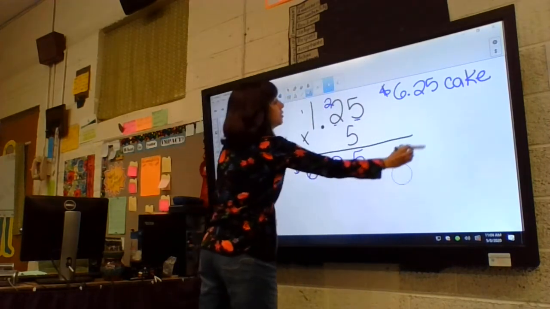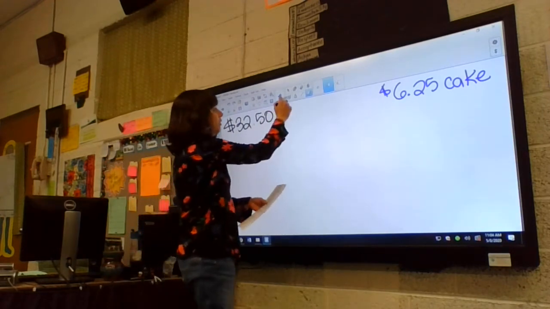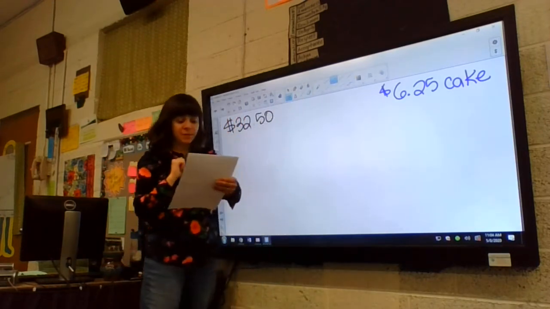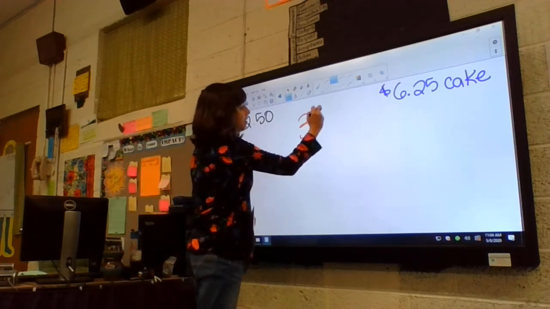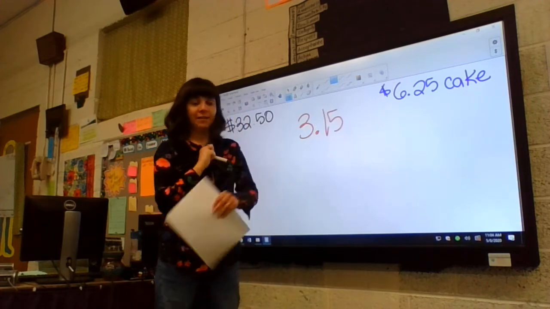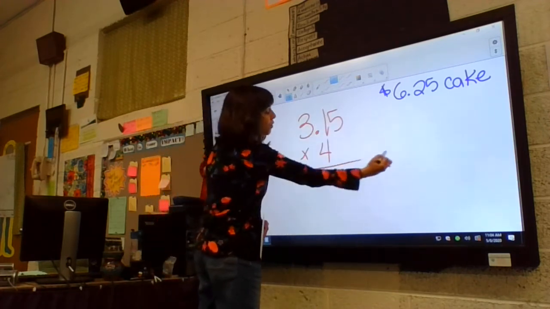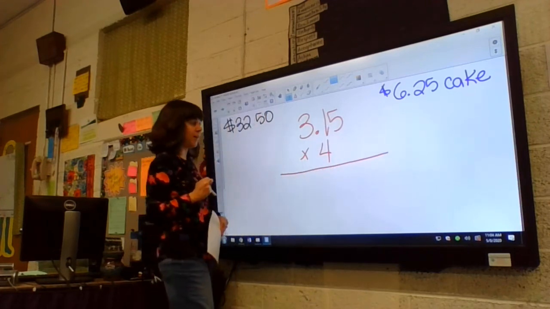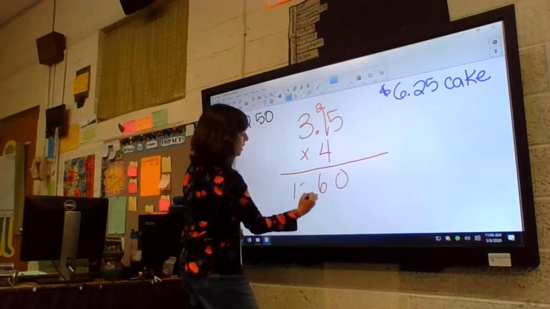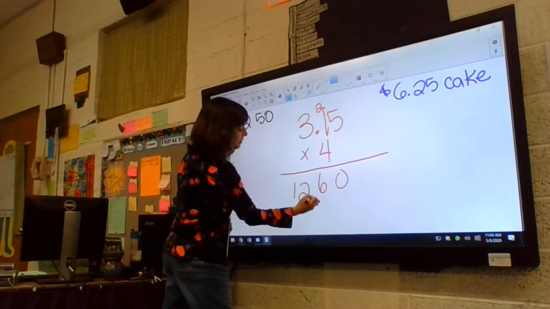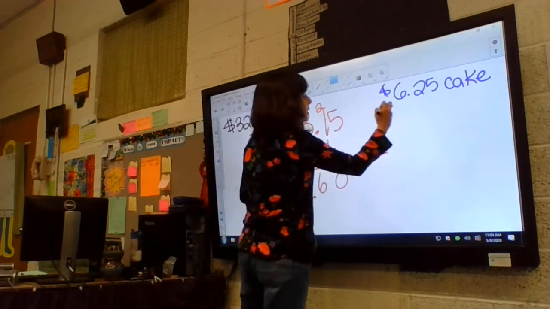This is a multi-step problem for sure. There's several steps to this problem. Okay, then it says she spent $3.15 on each of 4 gallons of milk. So she spent $3.15 4 times because she bought 4 gallons of milk. So we're going to multiply that. Okay, and then I have 2 places after the decimal. So she spent $12.60 just on milk.